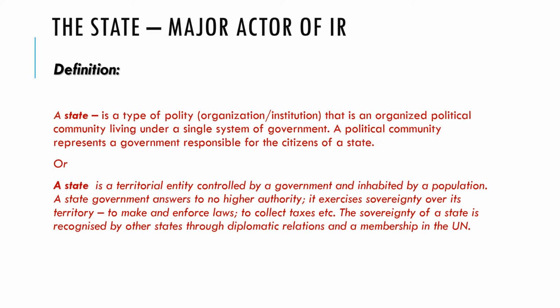So a state is a type of polity, organization, or institution that is an organized political community living under a single system of government, a political community that represents a government responsible for the citizens of a state. Or else we can define a state as a territorial entity controlled by a government and inhabited by a population. A state government answers to no higher authority, exercises sovereignty over its territory to make and enforce laws, to collect taxes, and so on. The sovereignty of states is recognized by other states through diplomatic relations and membership in the UN.